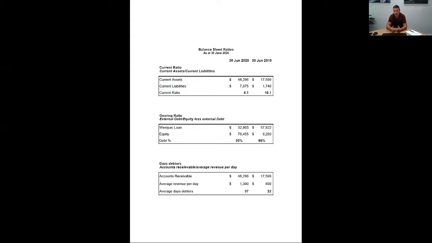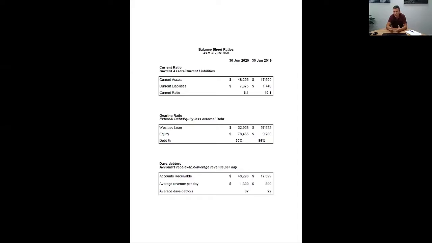Because businesses are a little bit more susceptible to ups and downs, and they're not quite as tangible as a home, it's a composition of your debtors and creditors and stock and things like that, then we're looking for much more conservative debt to equity percentages. In this example, the only external debt was a Westpac loan, $32,000 in June 2020, and they had equity of $78,000. The calculation is external debt divided by your equity less the debt amount, so effectively your equity position before external debt.